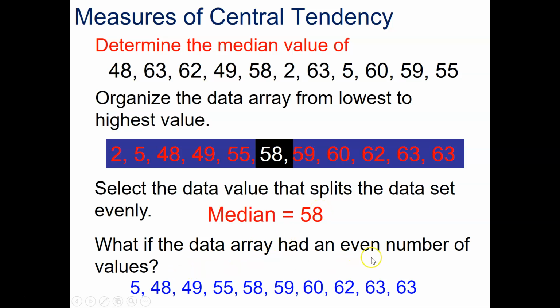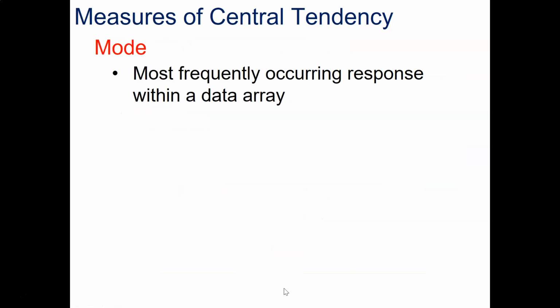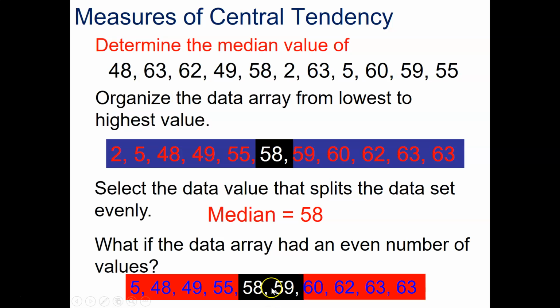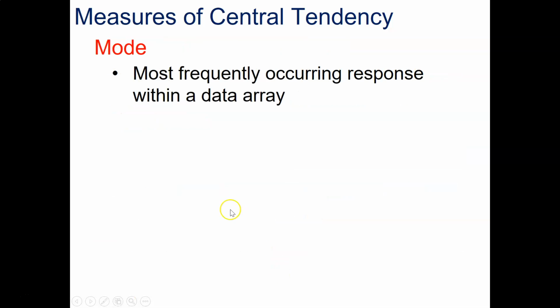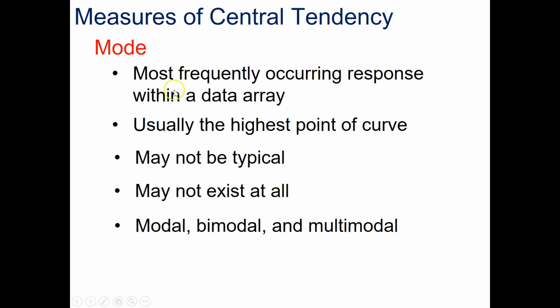Again, if it had an even number of values, so this is just the same thing except throwing out the 2, which would give us an even set here, what we would do is take the two middle values, 58 and 59, and average those, and you would get a median of 58.5. And then the mode is the most frequently occurring response. Typically, it's not going to be the best measure of central tendency, but you can use it.